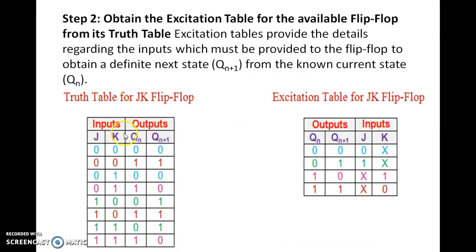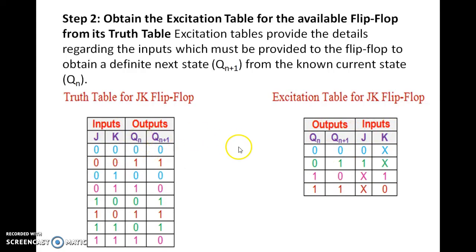Now, the second step is to obtain the excitation table for the available flip-flop. This excitation table provides the details regarding the inputs which must be provided to the flip-flop to obtain a definite next state Qn+1 from the known current state Qn. You can obtain or derive this excitation table from the truth table or from the state transition diagram. Now I will show how to derive this excitation table using the truth table of JK flip-flop.